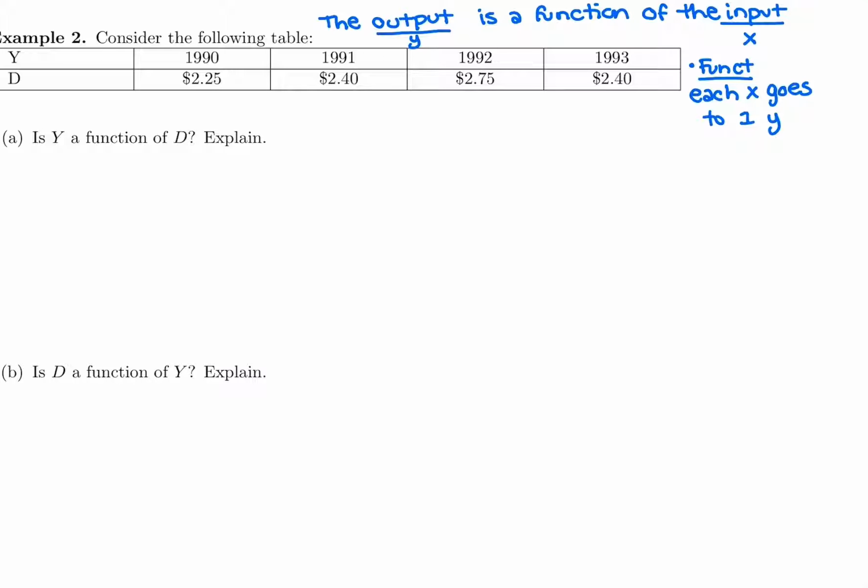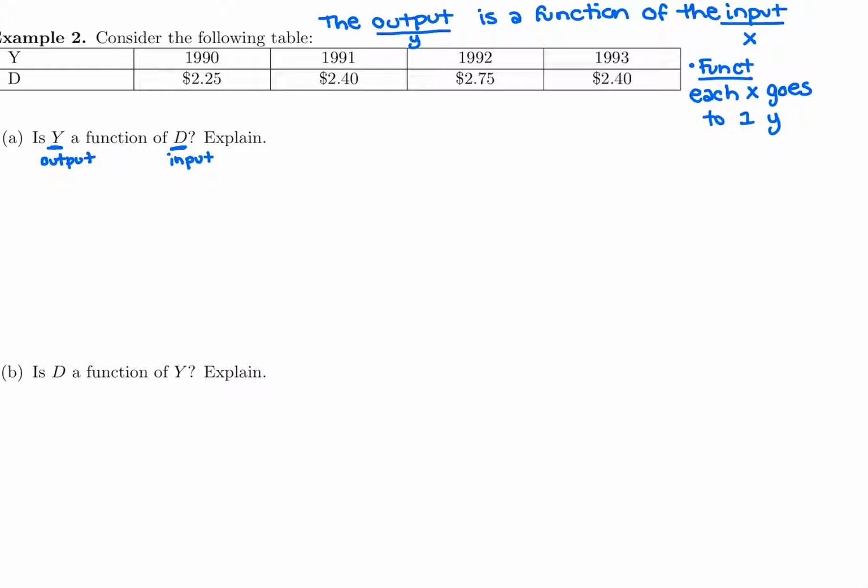So we have, is y a function of d? So whatever variable is given first is the output. This one's capital Y. It's different than our X and Y, those general letters. We have capital Y and capital D for this one. So is Y a function of D, being the input? Well, the only way to figure that out is to figure out, does each D go to exactly one Y?